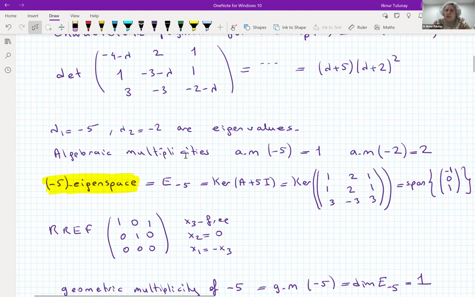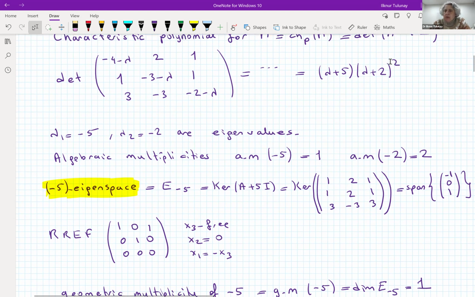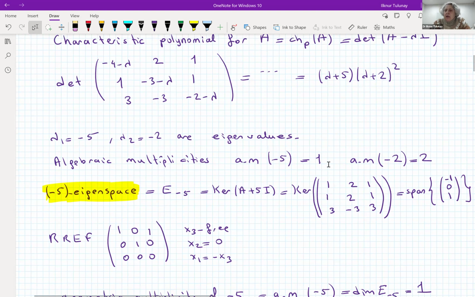So algebraic multiplicity of eigenvalues are the powers in the characteristic polynomial. So this has only power 1. So algebraic multiplicity of the eigenvalue minus 5 is 1. For the eigenvalue minus 2, the power is 2, as we see here, then algebraic multiplicity is 2. So this is the algebraic multiplicity of the eigenvalues.